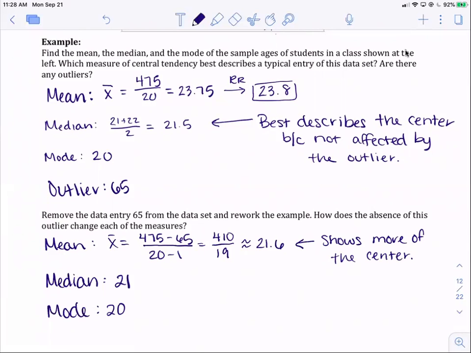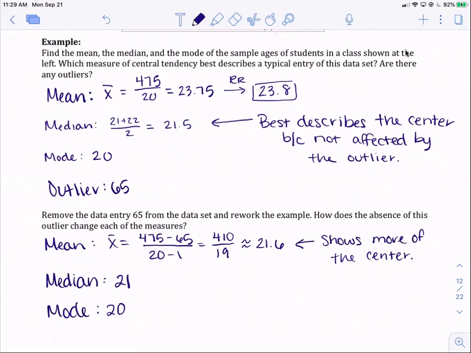Because it includes all the data entries. The median really only includes one data value versus the mean takes in all of them into effect. Okay. Questions on that?